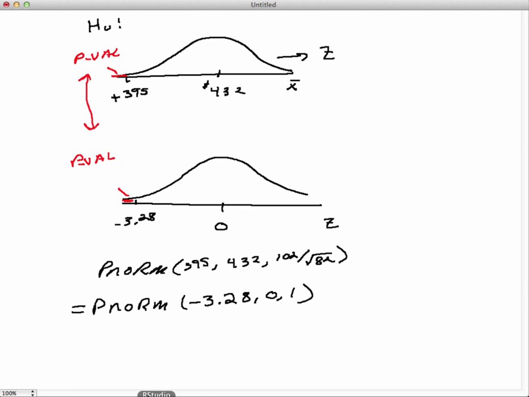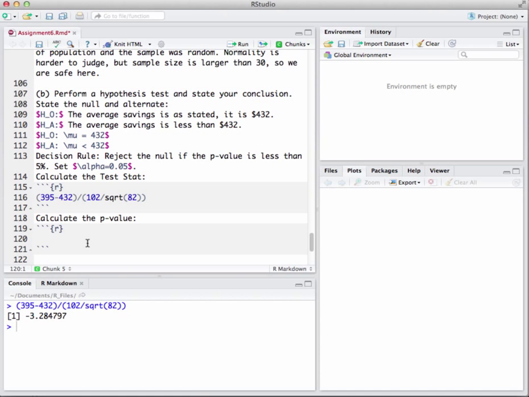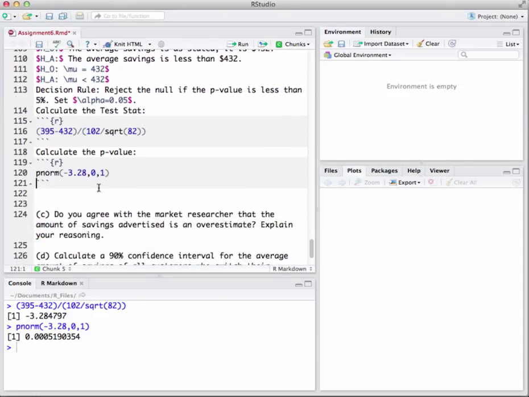All right, so let's go back to RStudio. So calculating our p-value here, we're going to put in p-norm, put in -3.28, comma 0, comma 1. By the way, if you leave the 0 and the 1 off, if you want to really be lazy, R will still do it, okay? It'll still interpret that for you. And we end up with a really small p-value. We end up with 0.00051, etc., okay? So we end up with a very small p-value here.